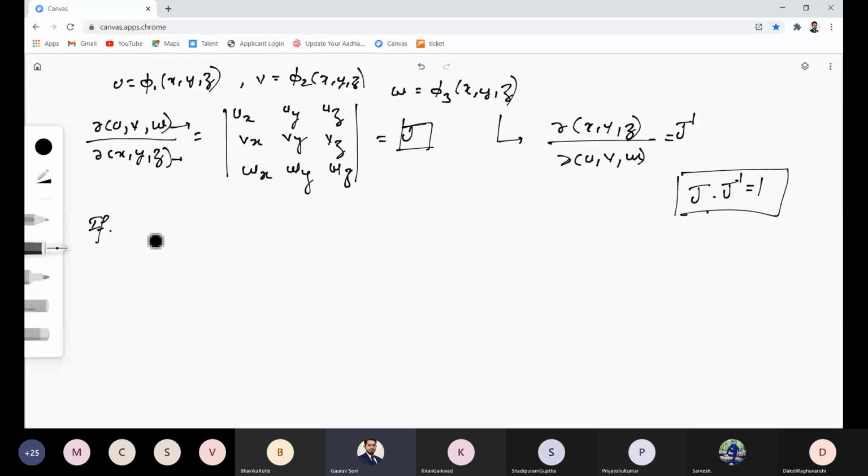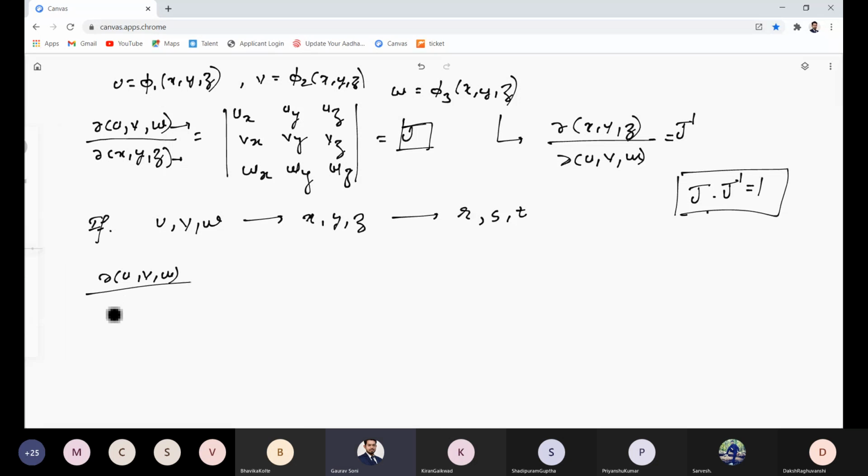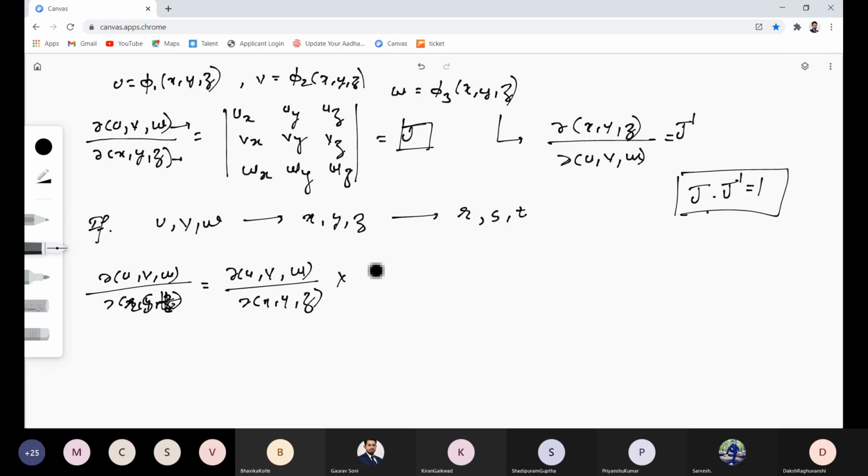Then we have seen that if U, V, W are the functions of X, Y, Z and further X, Y, Z are the functions of R, S, T, then this is the composite function, and the Jacobian of U, V, W with respect to R, S, T is given by the Jacobian of U, V, W with respect to X, Y, Z multiplied by the Jacobian of X, Y, Z with respect to R, S, T. So this is the composite rule for Jacobians.